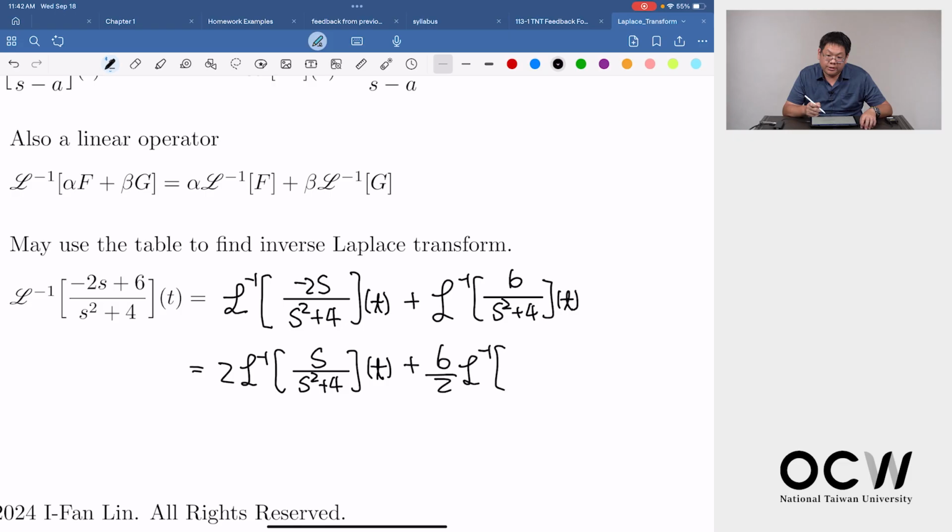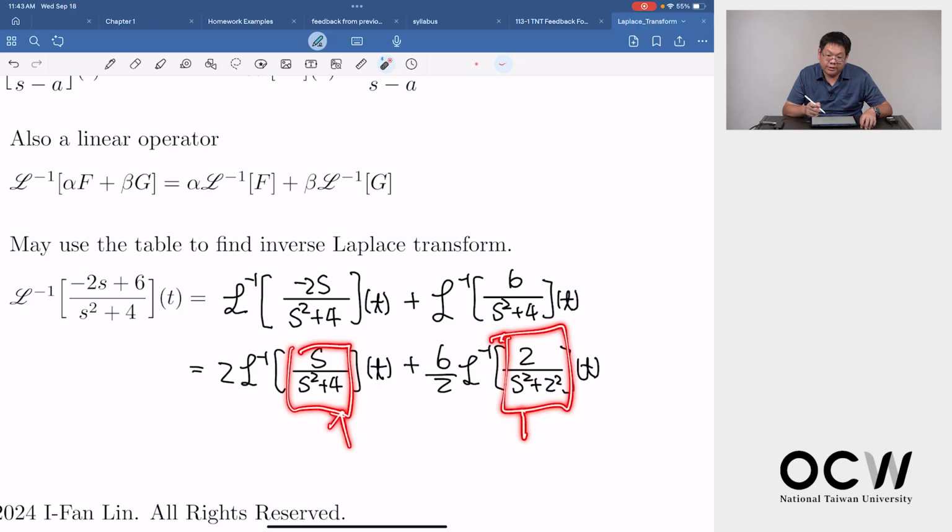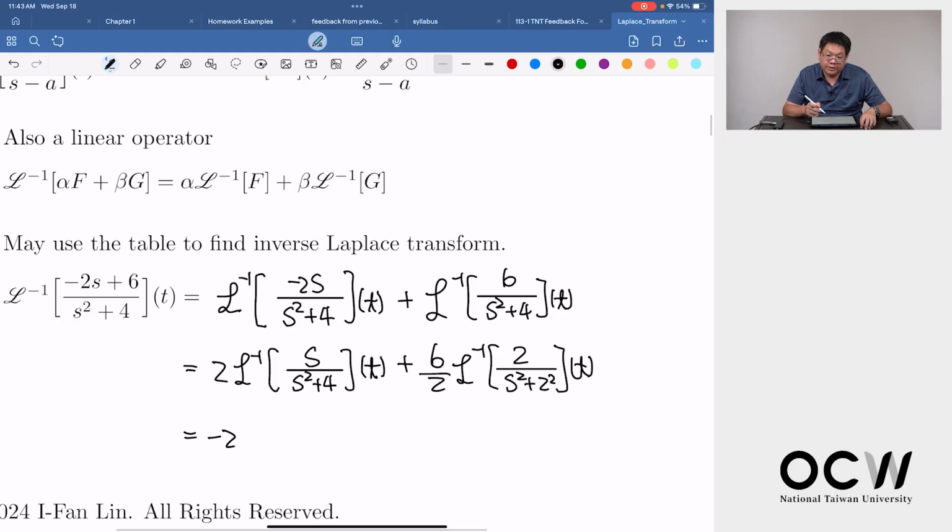And we rearrange that because we try to find the same pattern. If you check the table, you can see this pattern. This is cosine and this is sine. And that's why we have minus 2. Here I have minus 2 cosine 2t, and then plus sine 3 times sine 2t. Okay.